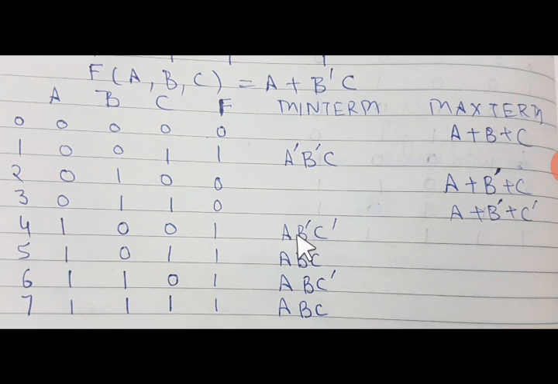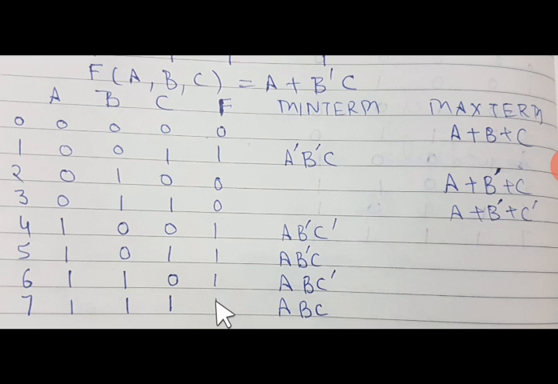Here it is written A, B dash, C dash. Why? Because the input combination was 1, 0, 0. And then A, B dash, C, because here B was 0 and A and C were 1, so they have not been complemented. B has been complemented only. Then A, B, C dash. Here A and B both have 1, so they have not been complemented, but C has been complemented as C contains 0.